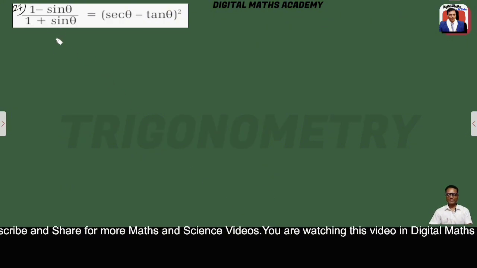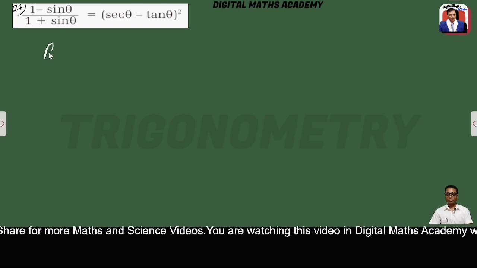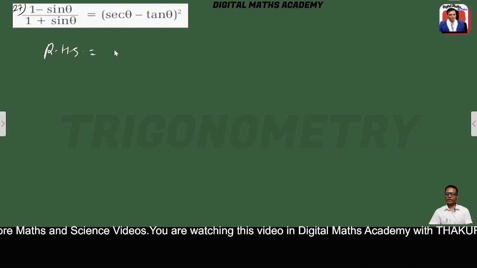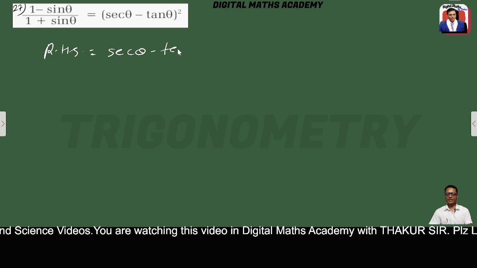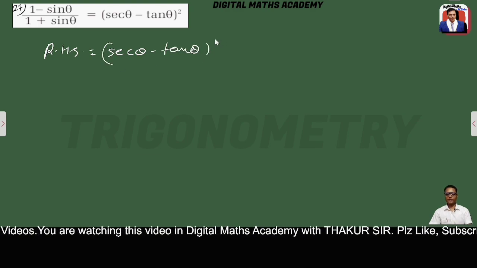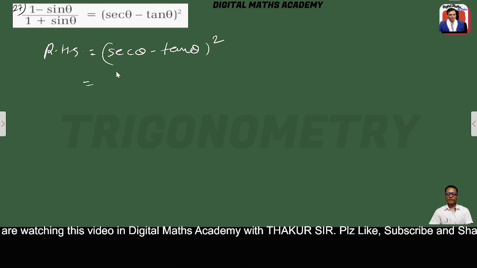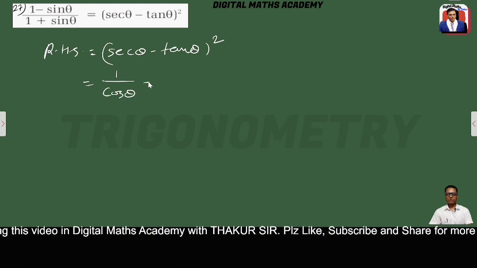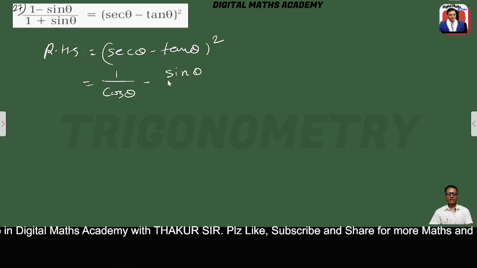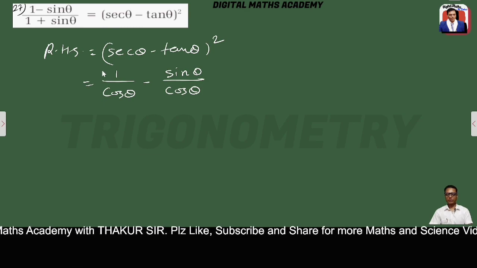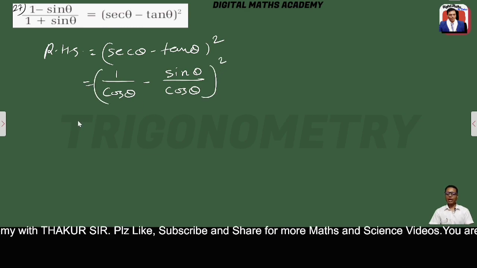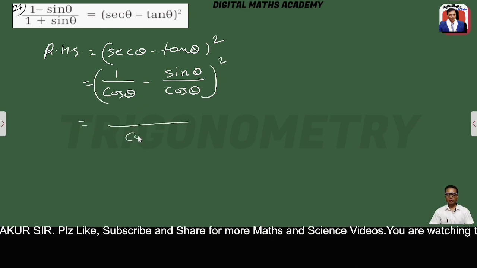Identity number 27. So here we are going to choose the right hand side. And on the right hand side we have (sec theta minus tan theta) whole square. So sec theta can be written as 1 by cos theta and tan theta as sin theta by cos theta, and whole square. Now we take LCM. LCM is just cos theta.